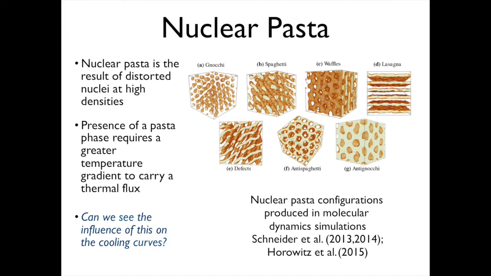These, of course, will not be good thermal conductors, right? And should actually act like a blanket and keep the crust hot. And so we should be able to see the presence of this nuclear pasta in the cooling curves, right? It should change the thermal gradient in the crust. So we can actually try and test whether this sort of nuclear pasta is present in the crust by looking at the cooling curves.